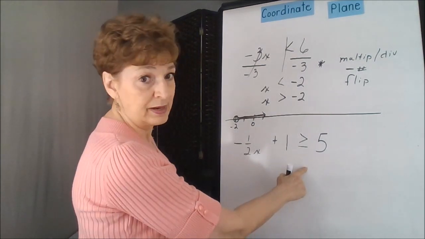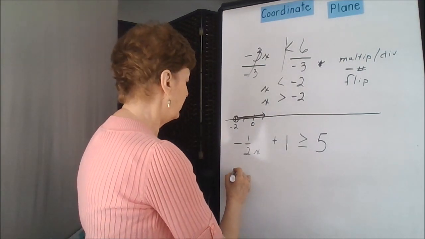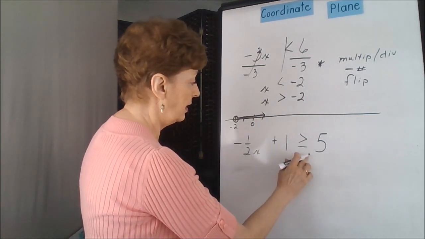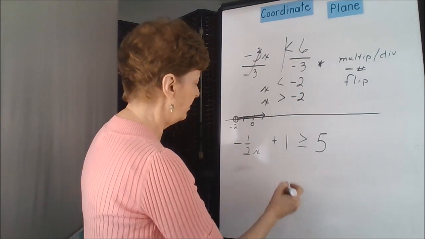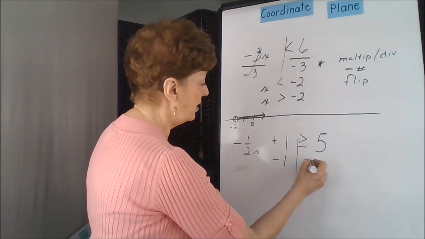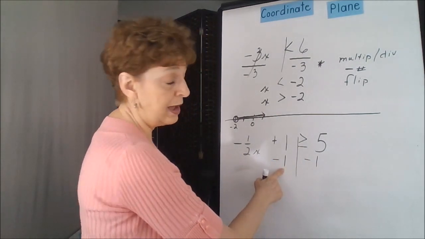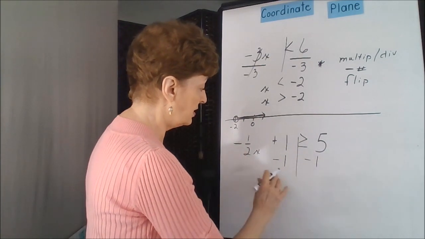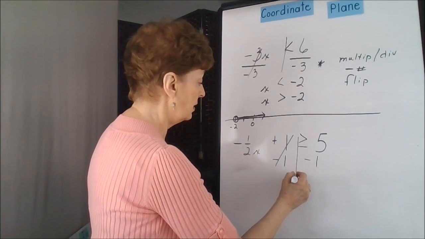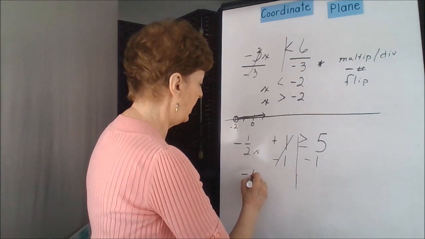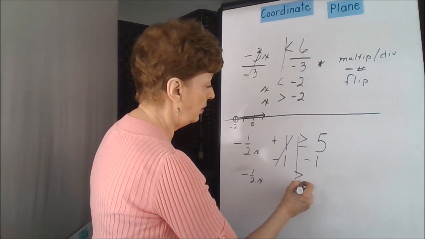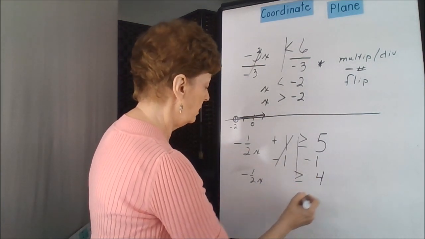The same thing's going to happen on this one. We have -1/2 x plus 1 is greater than or equal to 5. Well, our first step is to just reverse this side with a -1. That doesn't matter. The rules stay the same when we're adding and subtracting, so we don't have to worry about that yet. So now we have a -1/2 x is greater than or equal to 4 in this case.